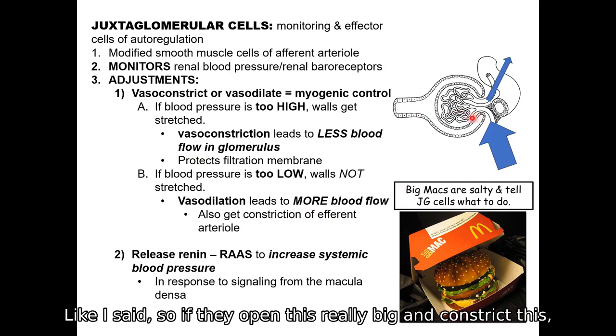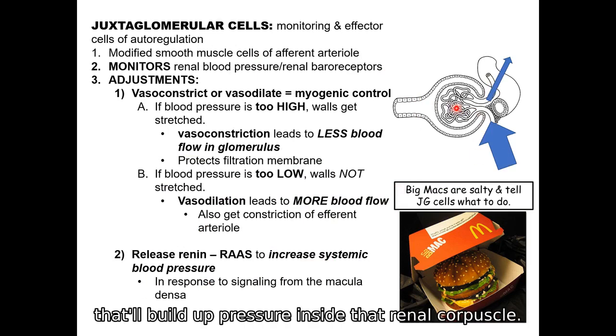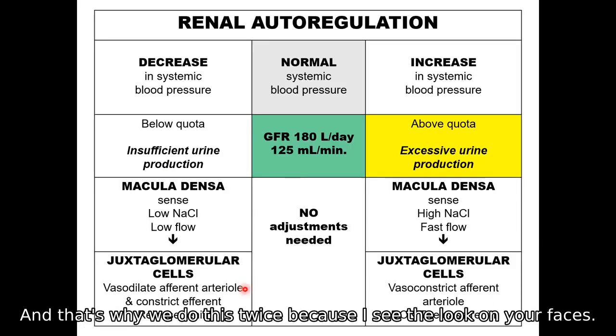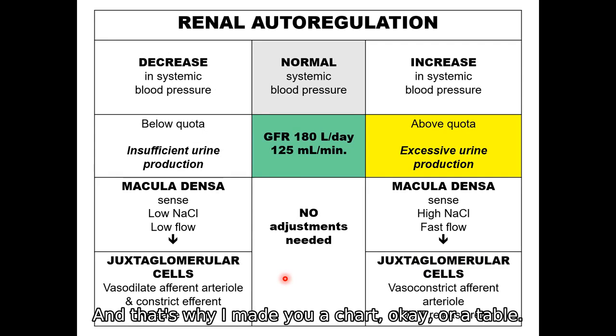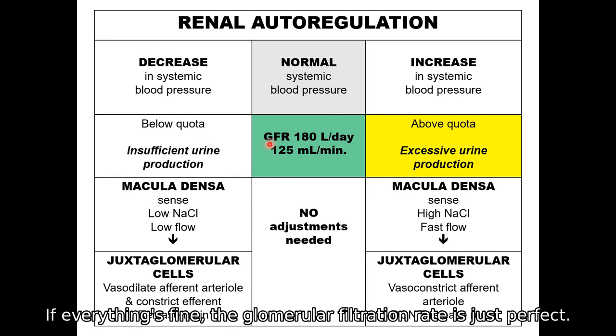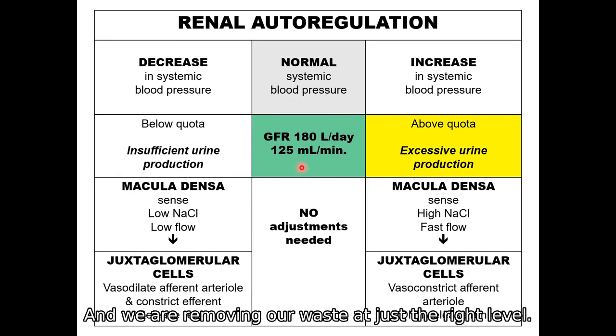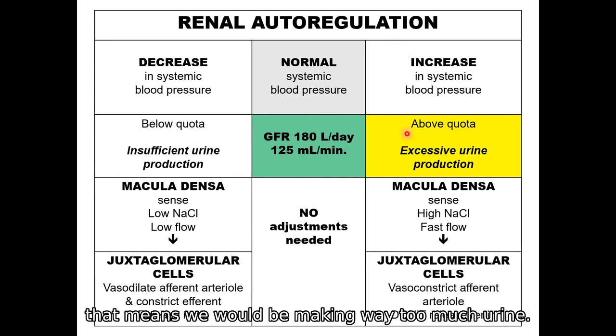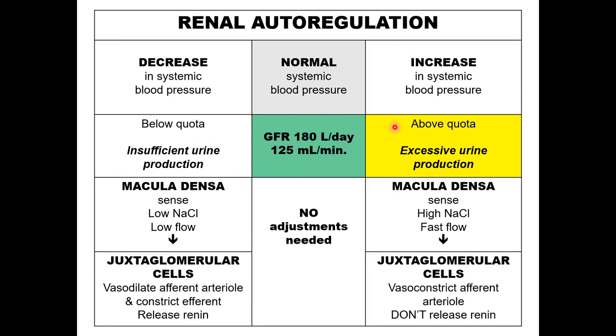Like I said, if they open this really big and constrict this, that'll build up pressure inside that renal corpuscle. Yep, and that's why we do this twice, because I see the look on your faces, and that's why I made you a chart, or a table. If everything's fine, then glomerular filtration rate is just perfect, and we are removing our waste at just the right level. If there's an increase in systemic blood pressure, that means we would be making way too much urine. It would be going way too fast.